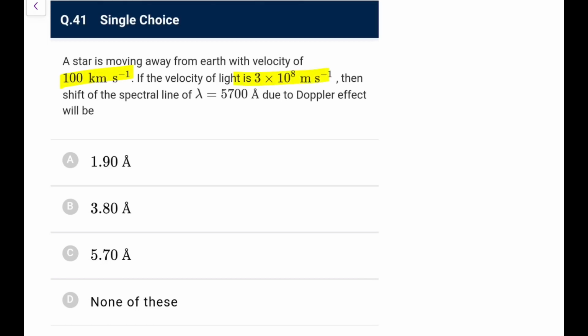Next, a star is moving away from the earth with a velocity of 100 km per second. If the velocity of light is this, then the shift of the spectral line due to Doppler effect will be? Now this is a very small article given in your wave optics chapter of your NCERT. Typically questions are not asked, but they have asked.